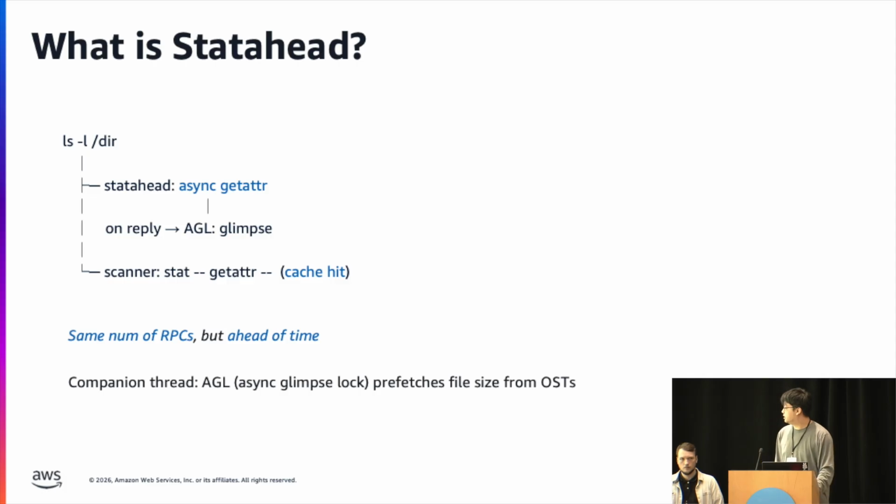So what StatAhead does is do stat ahead of time. Let's say you issue the same number of RPCs, but they'll be issued ahead of time. And so by the time that the scanner, the ls -l command, really needs the attribute information, those attributes are already in the cache, and there's a cache hit. Just some implementation details: we also have AGL, which stands for async glimpse lock, meaning the Lustre client also needs to send RPCs to OSTs as well to fetch the file sizes.